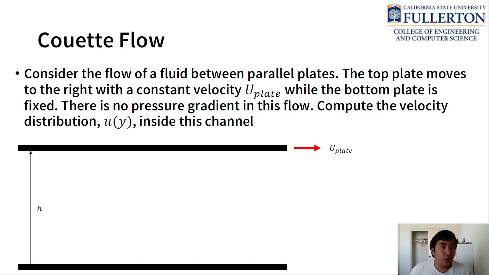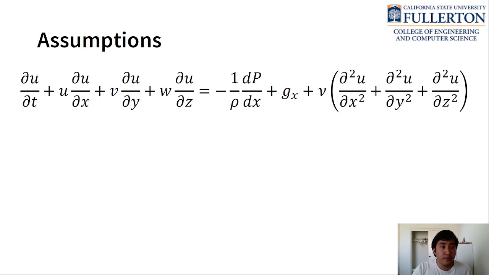Okay, so here's our simple problem, and this is a very classical type of flow called Couette flow. This is basically the flow between parallel plates where one of the plates is moving. So here's our situation. We have two plates that are parallel, and the top plate is moving with a velocity u plate, and the bottom plate is fixed. What we want to do for this problem is compute the distribution of velocity u of y inside this channel.